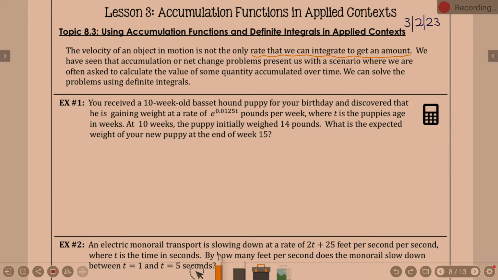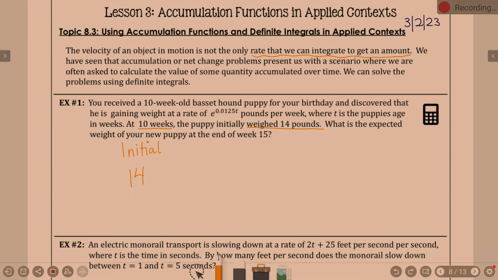I agree. Okay. What do we know about this puppy to begin with? 14 pounds. So we have an initial condition, yes? Initially, this puppy weighs 14 pounds. I guess if I write too big, I'm not going to have room to solve this. And then what do we need to know past that? At 10 weeks, the puppy weighed 14 pounds. They're asking us for the weight of the puppy at the end of week 15.